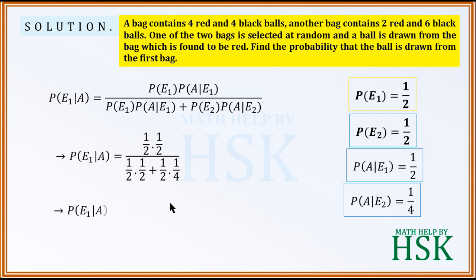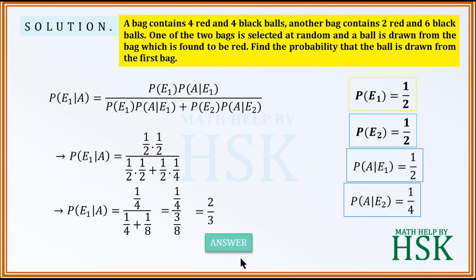And on simplifying, I'm going to get this as 1 upon 4 whole upon 1 upon 4 plus 1 upon 8, or 1 upon 4 whole upon 3 upon 8, or 2 upon 3, which is the required answer. So probability of E1 given A is equal to 2 by 3. This is my required answer.